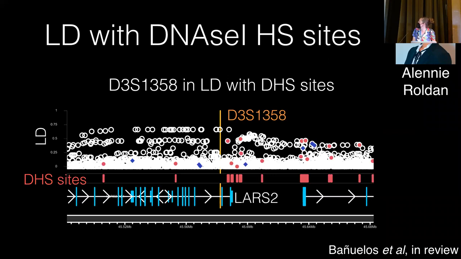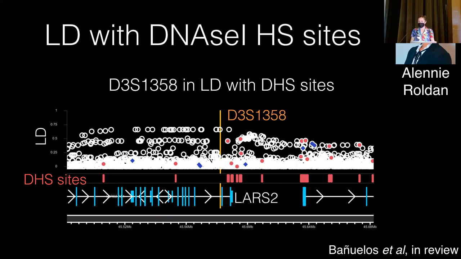So what they did was they computed the LD between the CODIS STR D3, that's the one we're looking at right now, the orange line there, and all the SNPs within 100 KB. So you can see how the LD varies. Below that, there's the DHS track, and below that, the gene track. So you can see that we have LARS2. And in the LD track, the dots that are filled in with red are SNPs located inside a DHS site. So D3 is indeed in LD with DHS sites and with variants assorting within DHS sites, which supports the hypothesis that maybe D3 is in LD with a variant that's regulating expression levels.